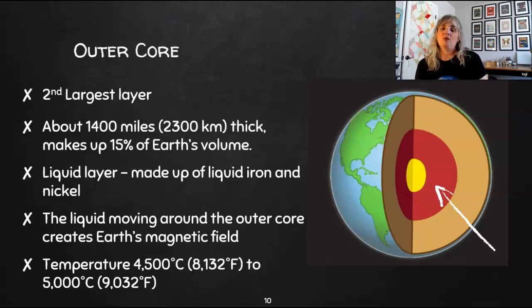We're going to talk more about the putty-like asthenosphere, but that is considered a solid, even though it can move a little bit. The only true liquid layer is the outer core, and it is made up of liquid iron and nickel, which are very heavy elements, heavy metals. So that liquid moving around in the outer core is what helps create the magnetic field of the Earth, and the temperature can range there from about 8,000 to 9,000 degrees Fahrenheit.